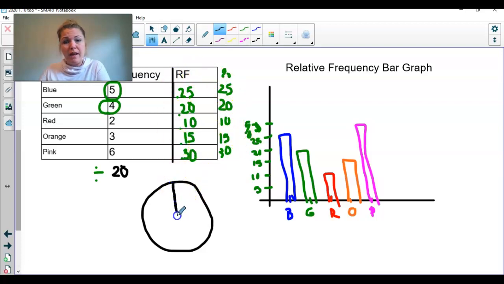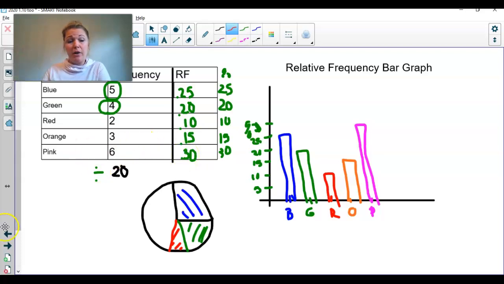So you could almost see that, hey, this would be approximately 25%, and that's people who like blue. Green, people who like green is about 20%, so probably something like this maybe. And so on and so forth. So 10% is red, so I'm imagining something like this maybe. And you can keep going with that. Like I said, you just need to know that pie graphs are another way to display categorical data.